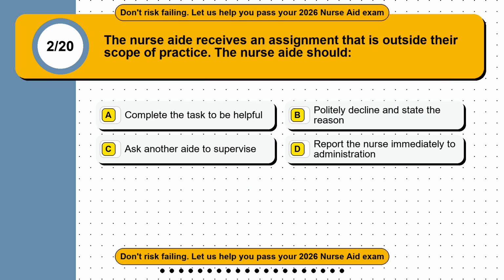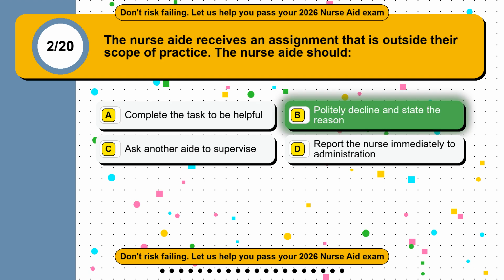Question 2. The nurse aide receives an assignment that is outside their scope of practice. The nurse aide should: Option A. Complete the task to be helpful. Option B. Politely decline and state the reason. Option C. Ask another aide to supervise. Option D. Report the nurse immediately to administration. The correct answer is option B. Politely decline and state the reason.